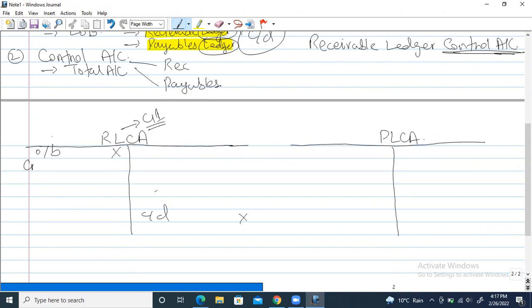So all the credit sales will come on this side, because the entry you already know for this: we do credit sales and debit receivable. This is the entry, right? So credit sales, only the credit sales are written in this receivables account.